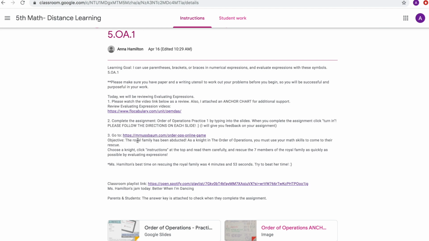It says, go to this. The objective is the royal family has been abducted. So we're still working on evaluating expressions. As a knight in the order of operations, you must use your math skills to come to their rescue. It says Ms. Hamilton's best time on rescue of the royal family was 4 minutes and 53 seconds. Try to beat her time.